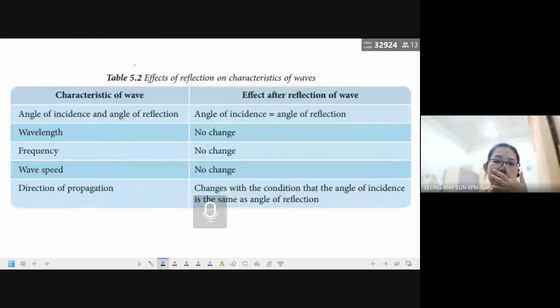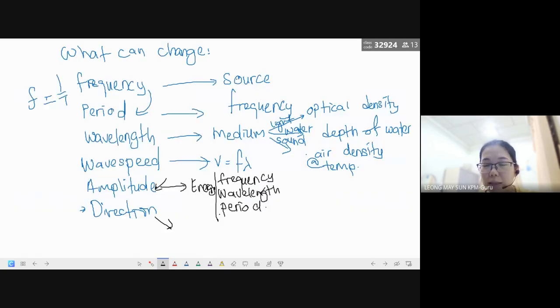All right, so reflection of wave, the effect on the characteristics of the wave. For reflection of wave, it means that when a wave comes, it is blocked by a reflective surface. It can be a wall, it can be a mirror if it's light. If it's sound, most of the time it's going to be a wall anyway. So when it hits the wall, does the surrounding change or not? Okay, so you have to look back at this.